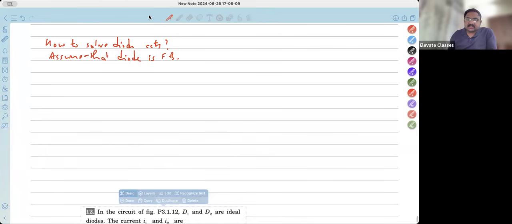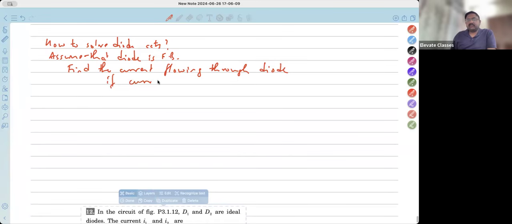Can you assume it's reverse biased? Yes, but what we have done in the classes is we consistently assumed it is forward biased. You could also assume it is reverse biased, nothing wrong. And then find the current flowing through the diode. If current is from P to N, then the diode is forward biased.